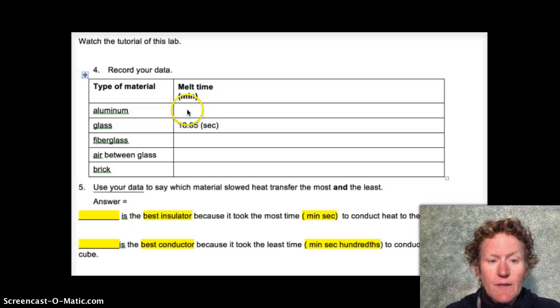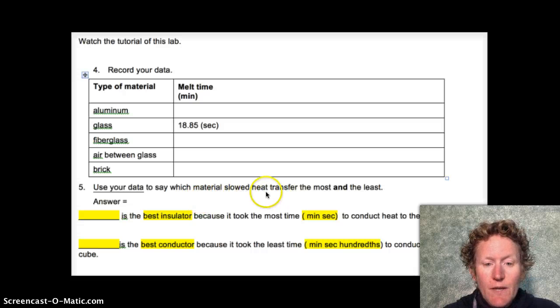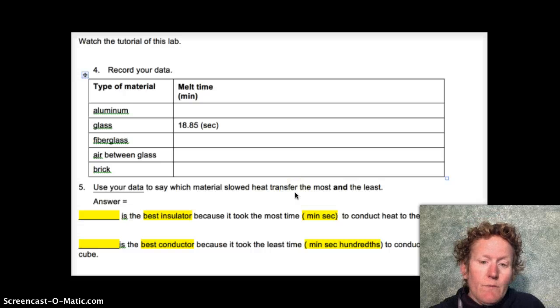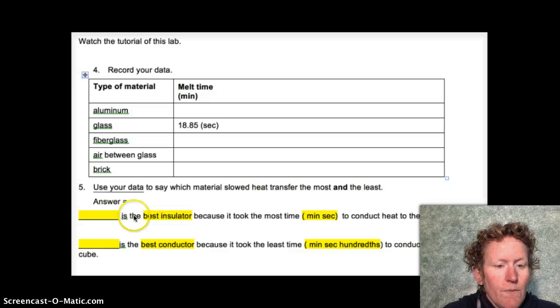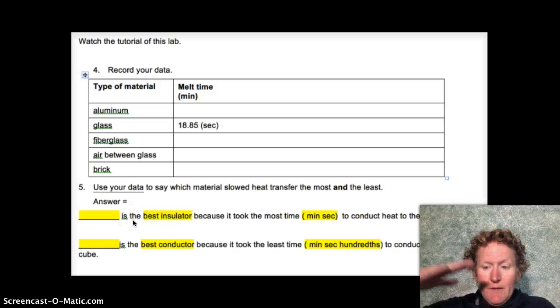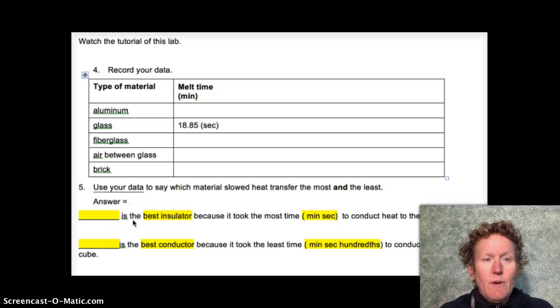When you finish doing the lab and you filled in all your times here, you can look at the data and then you can answer question 5. We want to know which material slowed the heat transfer the most, which one was the best insulator, and which one was the best conductor. So the one that took the most time is the best insulator because it kept heat from being transferred. It got in the way.